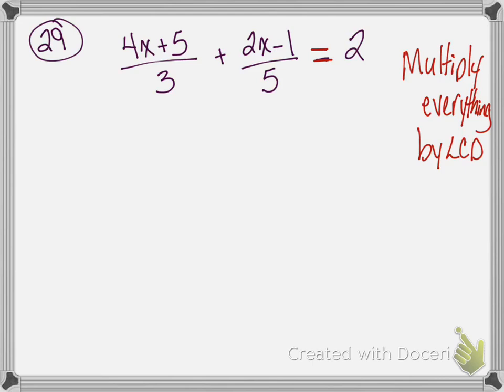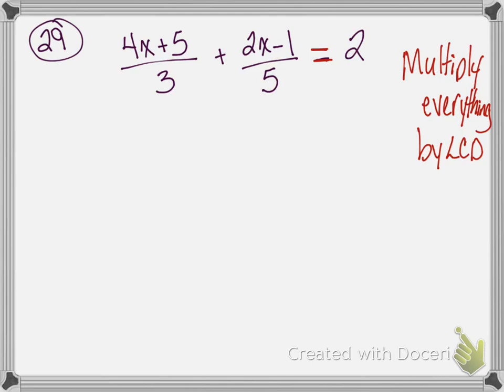Isn't this a quadratic or not? It does not turn into a quadratic. Sometimes they do turn into a quadratic, but this one will not. This will turn into just something linear. So in rational equations, our first step is always to multiply everything by the LCD. That's rational equations, and the key word there is that equals.